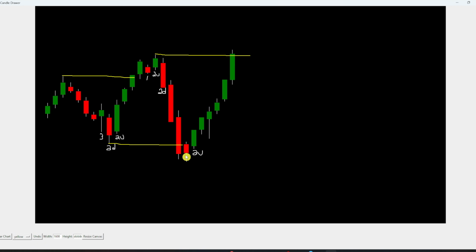Then the market gives us a 1. As you can see right here, we're stuck inside 1. Why? Because it never broke the high or the low of the previous candle. Then the next candle gives us a 2 up. So now what is this? It is a 1, 2 up directional play. So this is a bullish setup.